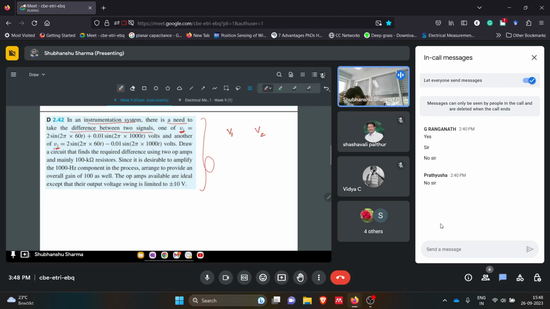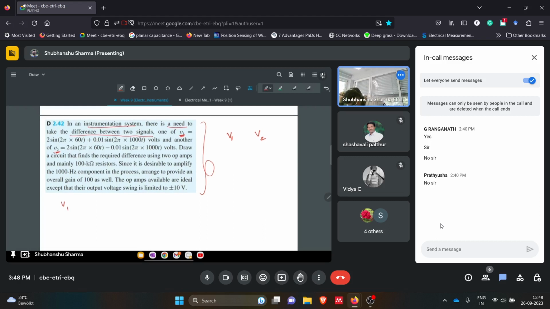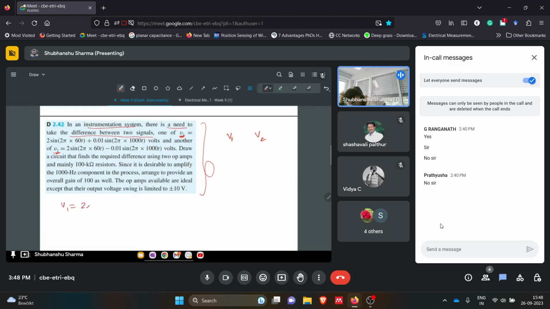So I will write that down for you. V1 is 2 sin(2π·60t) + 0.01 sin(2π·1000t). Okay, this is V1. V2 is what? V2 is 2 sin(2π·60t) − 0.01 sin(2π·1000t). So we have two signals with us.